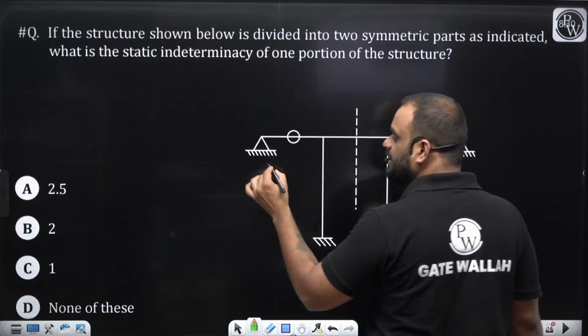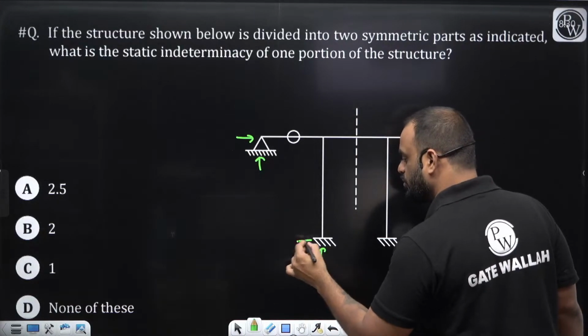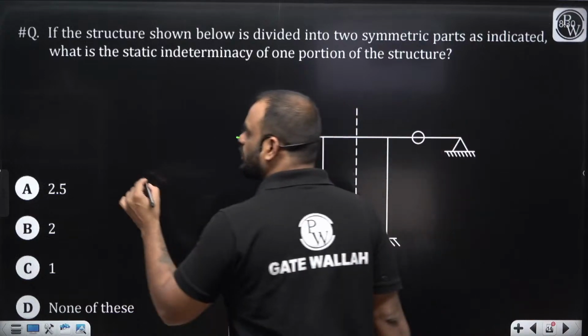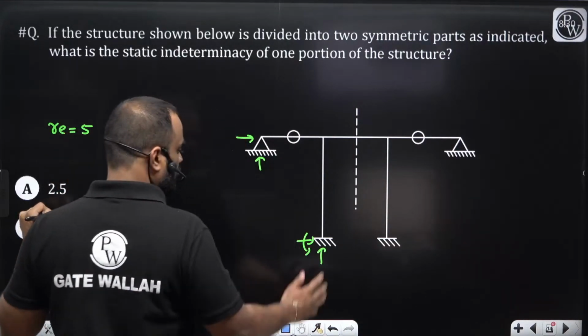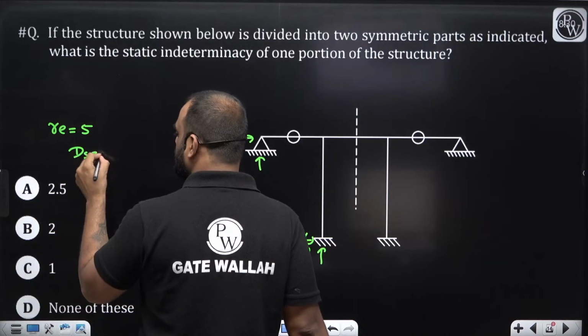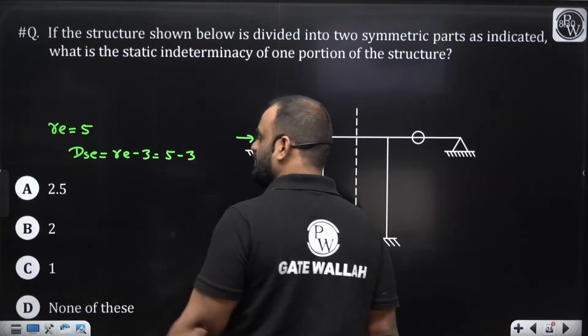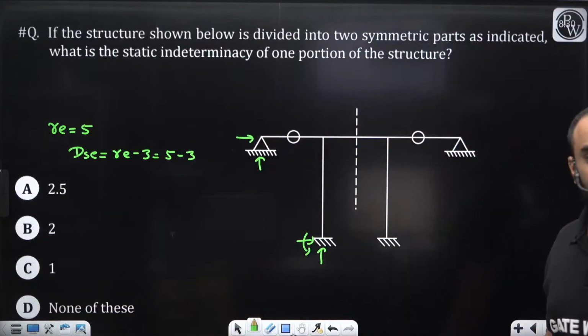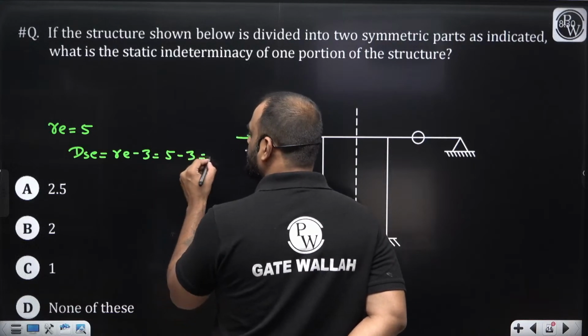So you can see here, guys, how many reactions we have? 1, 2, and 3. So can I write here, guys, the value of RE is equal to how much? It is 5. RE is equal to 5 for this particular part. We can write here DSE is equal to RE minus 3. That means 5 minus 3, right? So it is equal to how much? It is equal to 2.